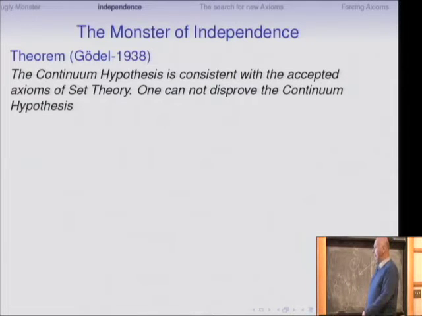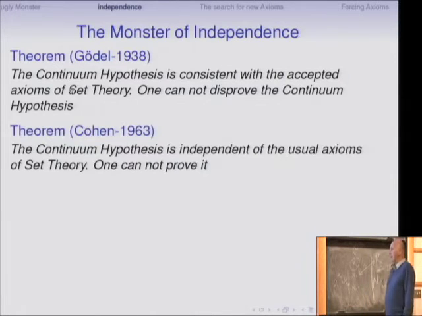Gödel, in 1938, here in Princeton, proved that the continuum hypothesis is consistent with the axioms of set theory. You cannot disprove it. You cannot disprove the continuum hypothesis. Paul Cohen, in 1963, proved that the continuum hypothesis is independent. You cannot prove it.